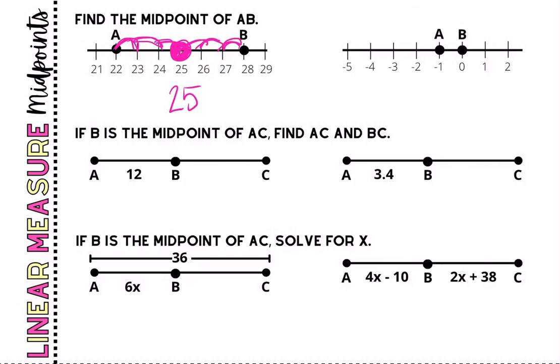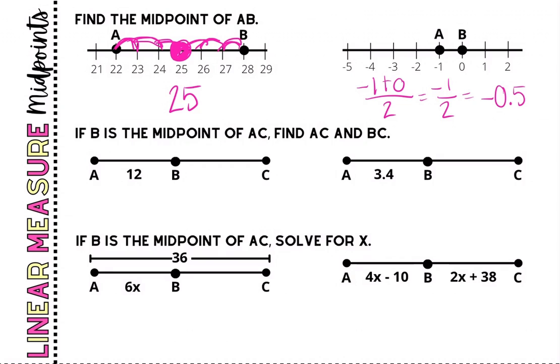Now, if you have something like the next one, where you have two numbers but nothing in between them tick-wise, all you have to do is add them together and divide by 2. So -1 plus 0 divided by 2 is -1/2. If you want to make it a decimal, you can. So the midpoint of AB is -1/2.